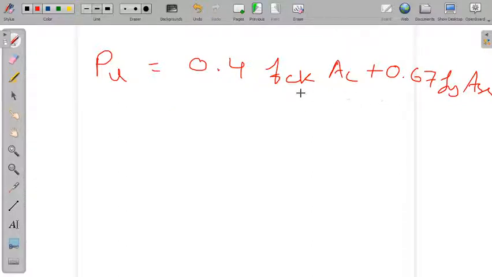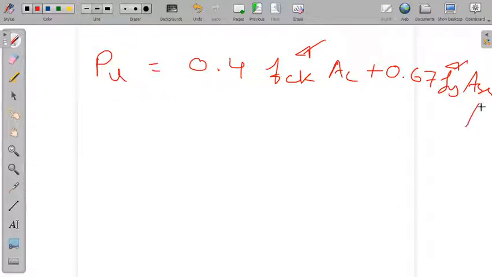Now there is a new term. This fck we know already, the characteristic strength of the concrete. fy is known to us, the yield stress of the steel. Pu is the factored axial load on the column. Whatever load is given in the limit state method, we take the factor of safety as 1.5, so multiply by this value. If the working load is given, then you have to get the factored load by multiplying by 1.5.